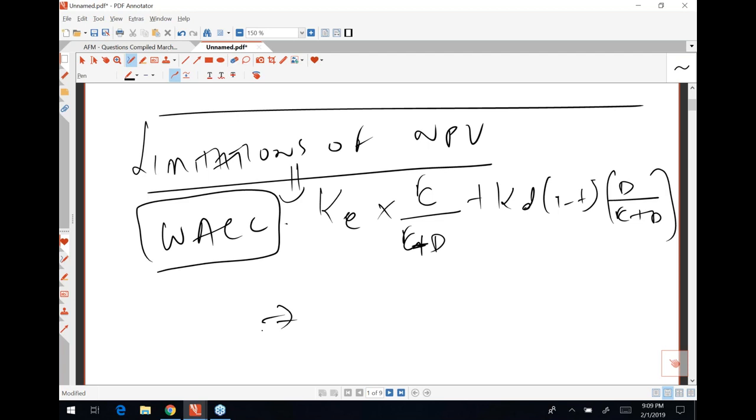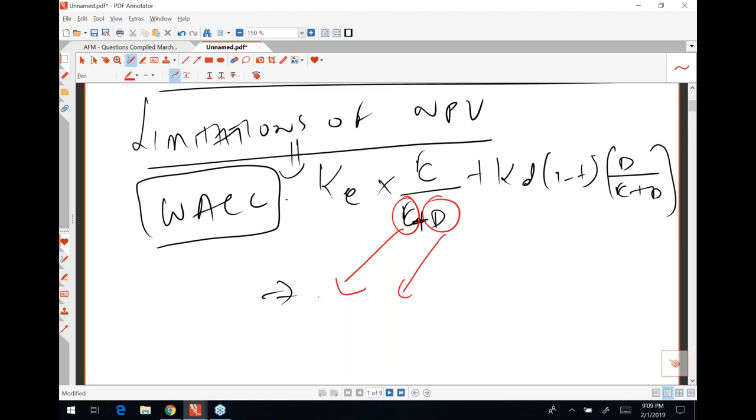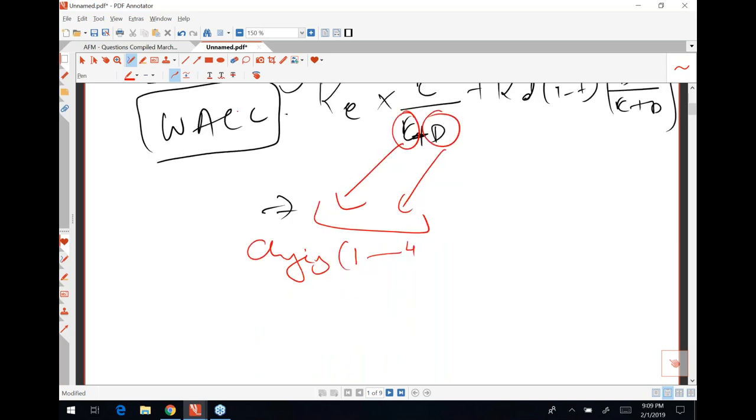I'm gonna explain a few things about how we handle this. What exactly is the limitation in using the WACC? The first of them is the market value of equity and the market value of the debt. They keep on changing over a period of time. Let's say there is a 4-year project, year 1 till 4. The market value of equity and the market value of the debt of the company would not remain constant during that time period.